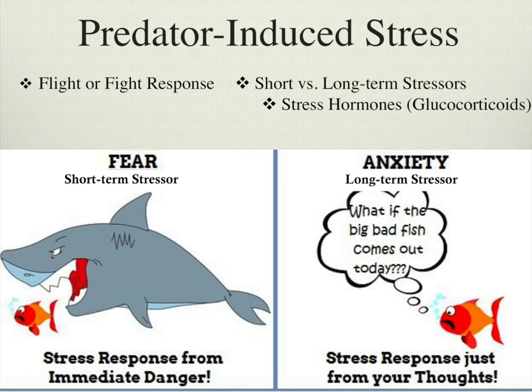Predator-induced stress can come from two main sources. You have a short-term stressor, which is when prey typically first encounter a predator or a predator cue. This activates their flight or fight response and causes a massive increase in stress hormones. And this is really beneficial temporarily because it allows for the increased likelihood that they'll escape an encounter and live another day.